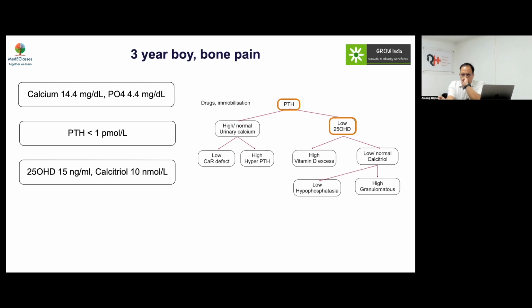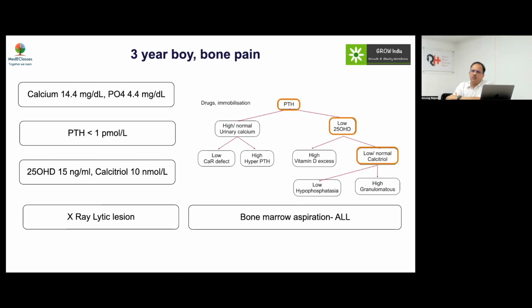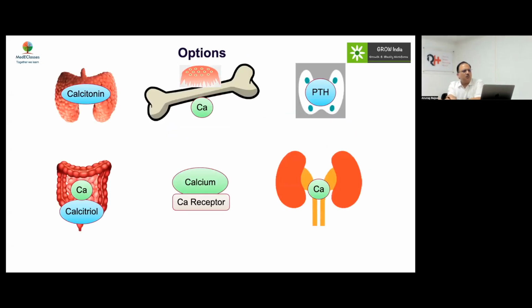In the setting of bone pain, one needs to rule out a malignancy here. So this is an important cause. Very importantly in this scenario, you have to think of a malignancy, and ALL is an important cause of hypercalcemia. You may see a lytic lesion, and you will find a lymphoblastic leukemia, which we discussed earlier in that regard. A brief overview about management.